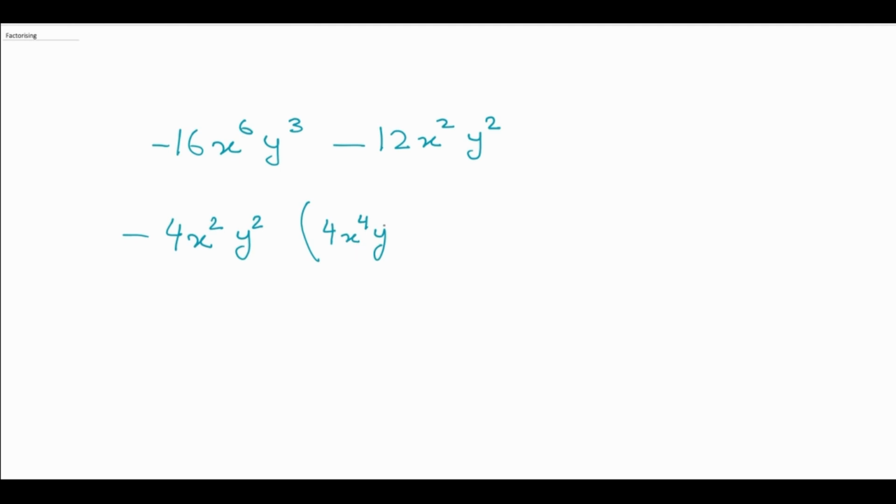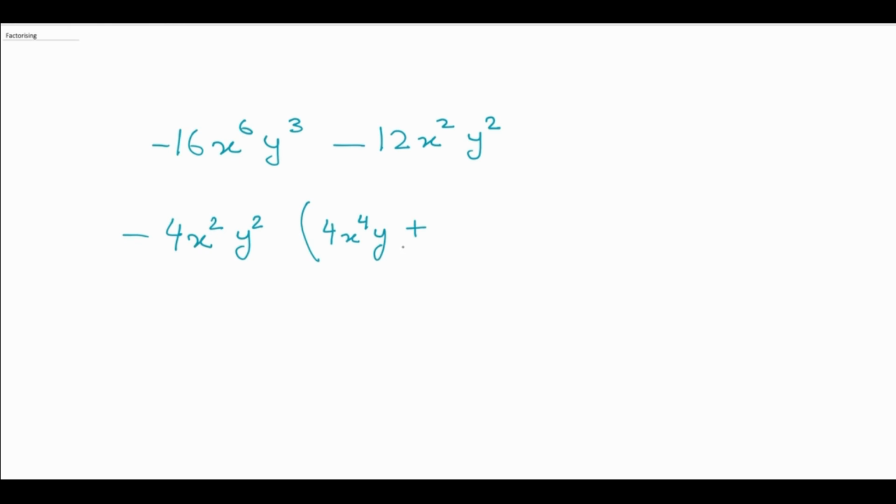Now let's look at the second term. Let's use the same steps. So minus 4x squared y squared times what will give me negative 12x squared y squared. Let's first start with the signs. A negative times what will give me a negative? We know a negative times a positive will give me a negative. So that's our signs done.